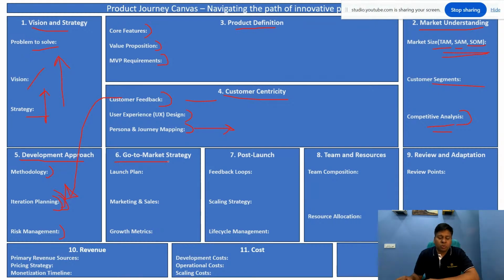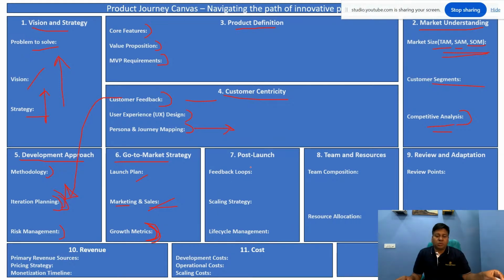What is my go-to market strategy? What is my launch plan, when I'm going to launch? Marketing and sales. How I'm planning to execute the marketing campaign. What will be the mode of sales? What are the growth metrics? What are the key growth metrics which I am considering for the performance of the launch?